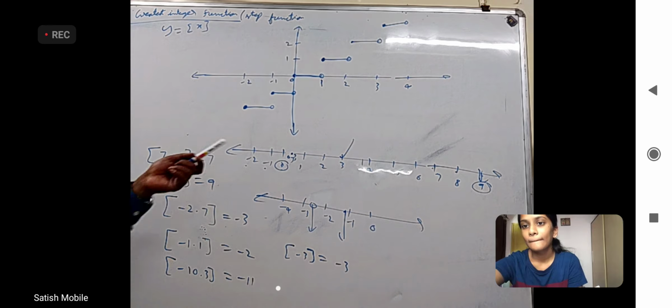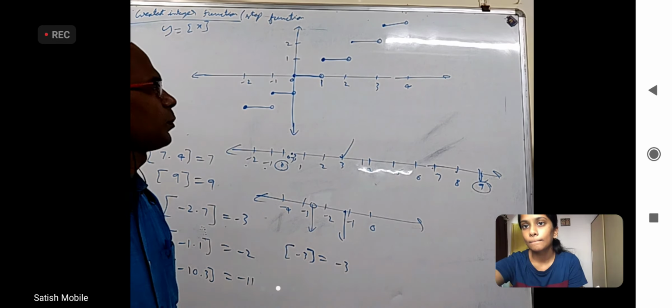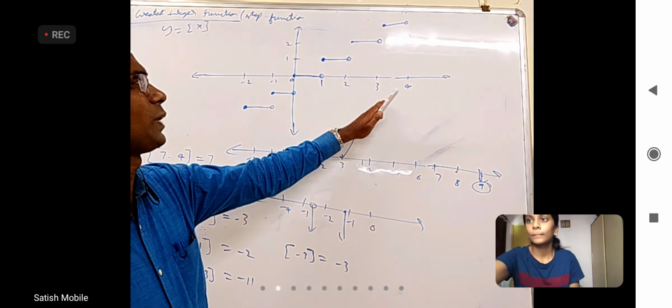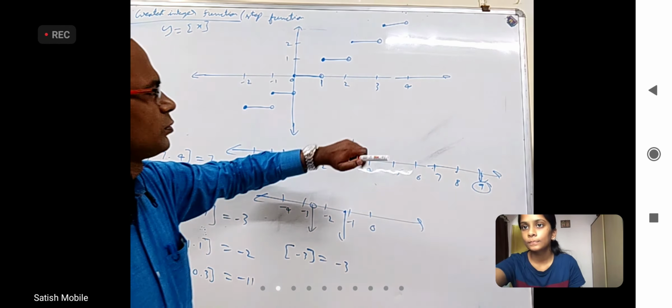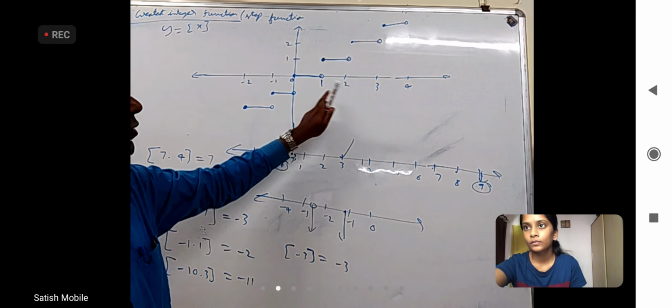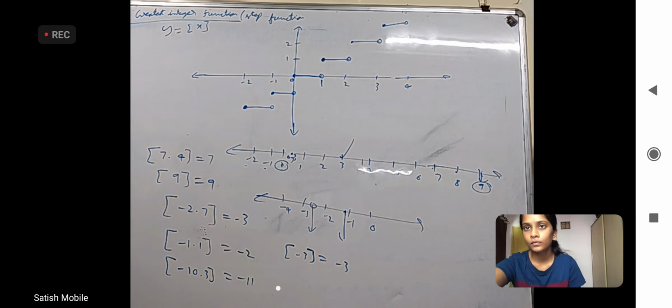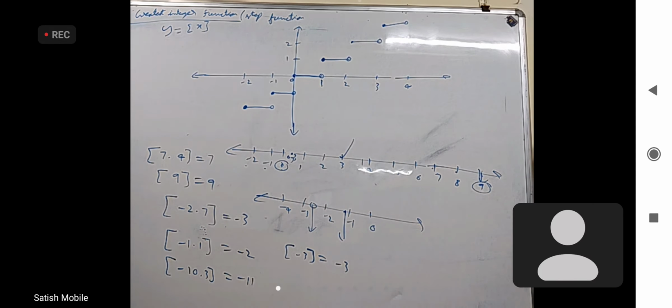Even in limits, questions can be asked based on this. When you are approaching x from the positive side of 2, 2 plus, the limit will be 2. When you are approaching from the left side, just before 2, the limit is 1. These kinds of things will be asked in limits also. Left limit and right limit will be discussed a little later.